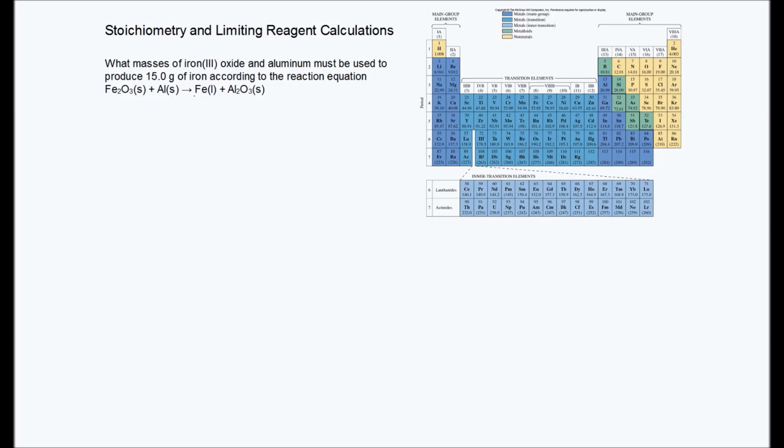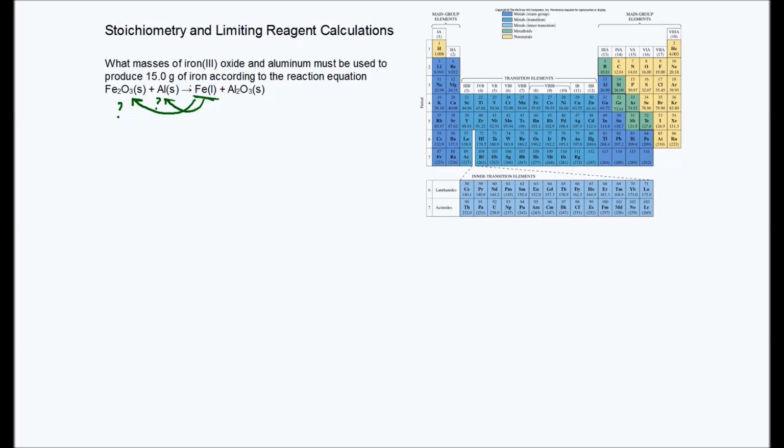What we're doing is they're telling you you have a known amount of this iron, and they want you to tell how much iron 3 oxide is needed to make it, how much aluminum is needed to make that amount also. So they really want to know how much iron 3 oxide and how much aluminum should I pour together to make that amount of iron liquid that they want. So how do we do this?